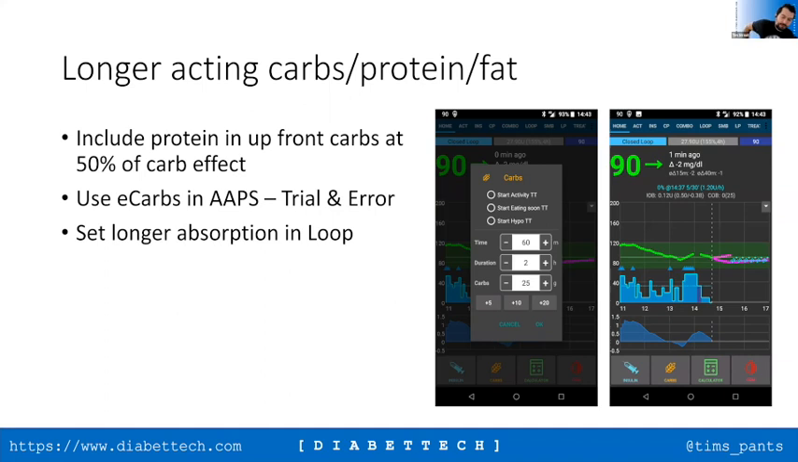So you don't do it as a percentage, but if you're in Android APS and you go into the... somebody else needs to just let me admit somebody in. You go into Android APS and into the carb calculator, and then you put in your carbs.